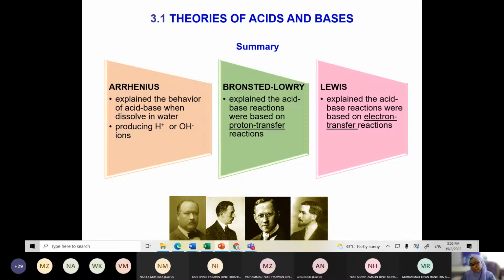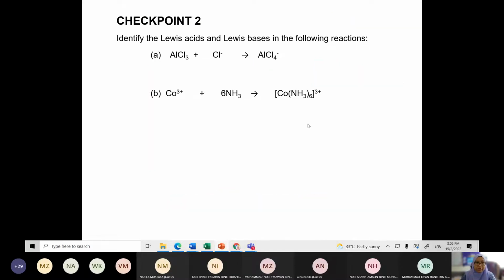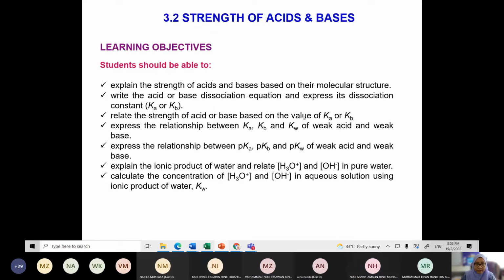Now moving on, we did this checkpoint yesterday. 3.2 Strength of acids and bases. As you can see, we have a lot of learning objectives for this subtopic: 1, 2, 3, 4, 5, 6, 7. So we have 7 learning objectives for this subtopic alone. Make sure that you cover them all.